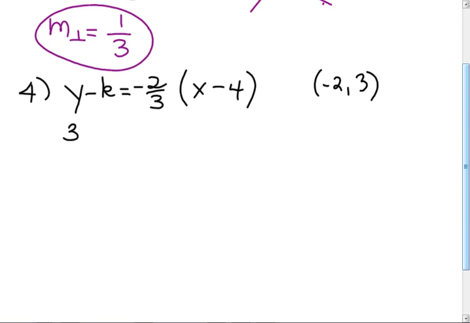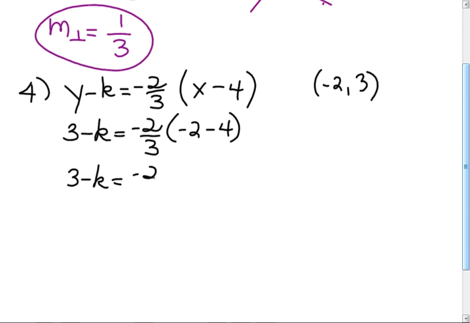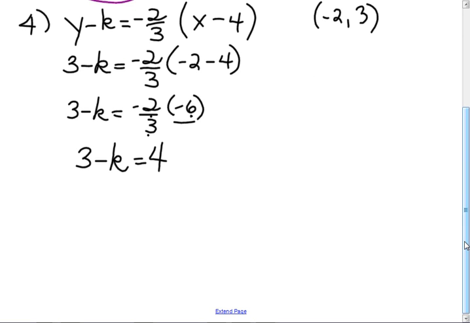So make sure you put the y's in the right place, because it's easy to put them in the wrong place. And then it's -2 minus 4. So it's 3 minus k equals -2/3. What's -2 minus 4? -6. Now, do you know how to multiply fractions? Multiply the numerators, multiply the denominators. So what's 12/3? What's -2 times -6? 12. 12 divided by 3 is 4. As long as there's no adding there, I'm okay.